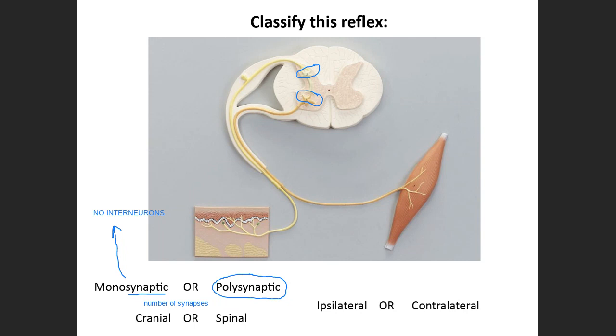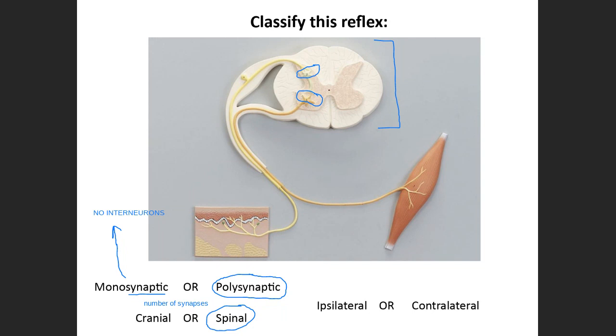Do we see a spinal cord? Yes, we do. Since I see a spinal cord, which is all of this right here, I hope by this point in the semester we know that's the spinal cord. Since we see the spinal cord, we know that this is a spinal reflex.